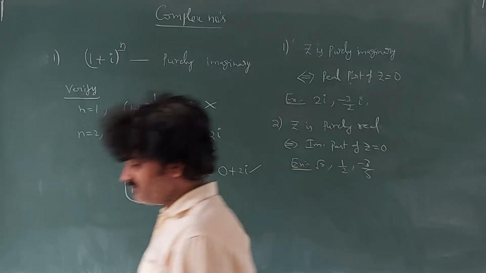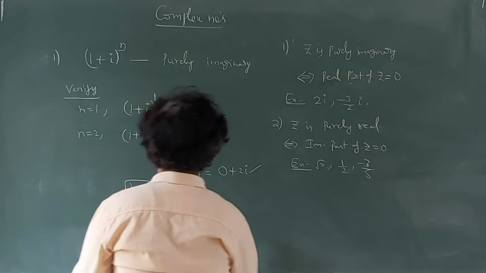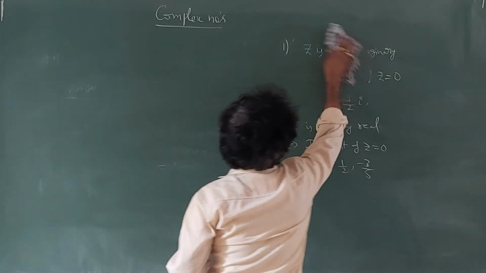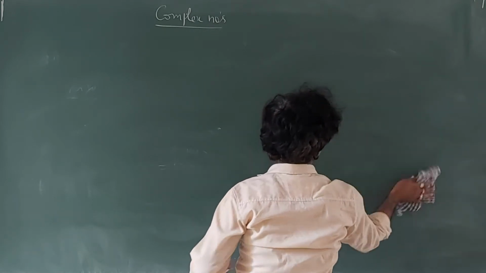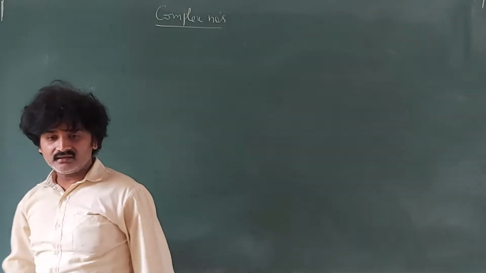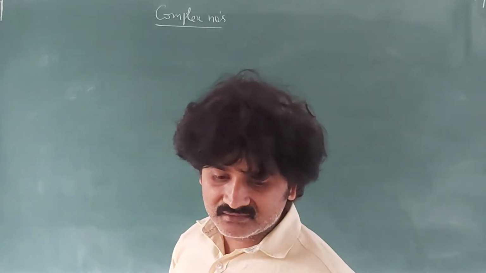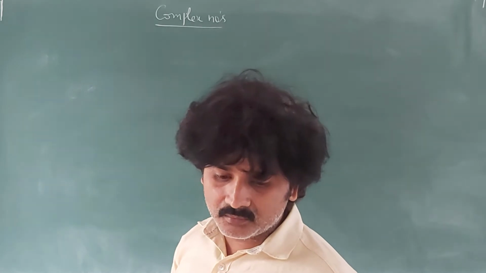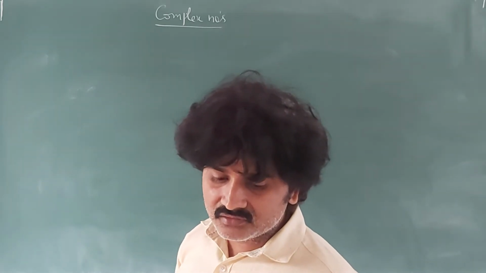Okay, right. Let us come to the next one. So the answer is n equal to 2. Right. Second one. They gave two complex numbers z1 and z2. They are asking in which quadrant the complex number z1 by z2 lies.